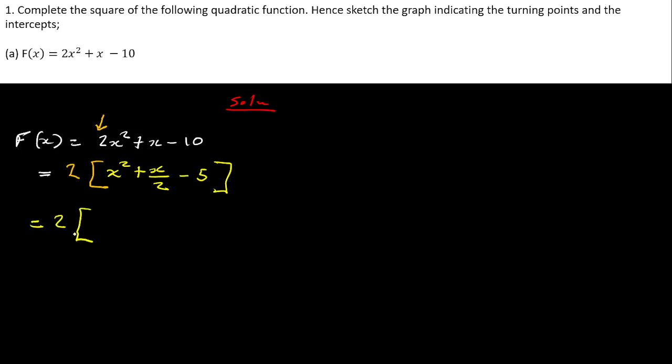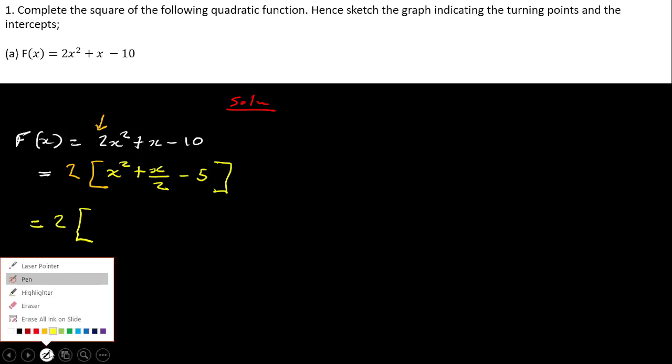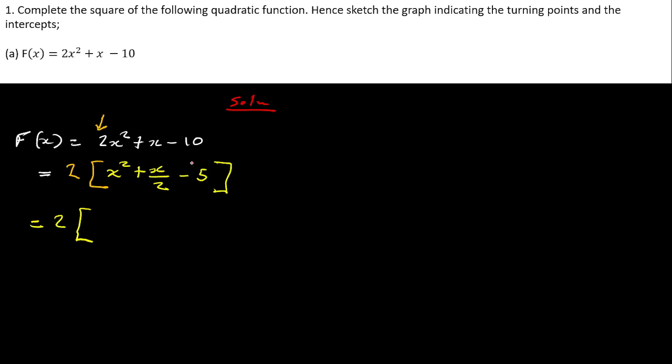Then what next are you supposed to do? The next thing you need to do is to find half of the coefficient of x. Find half of 1 over 2, okay? So half of 1 over 2 is simply 1 over 4. Half of 1 over 2 means 1 over 2 divided by 2, which is 1 over 2 times 1 over 2, and this will simply give us 1 over 4.